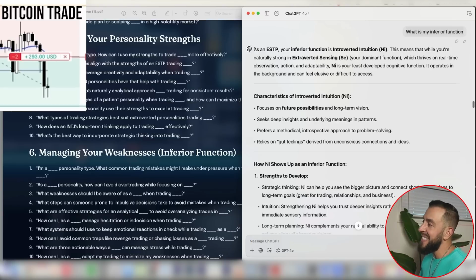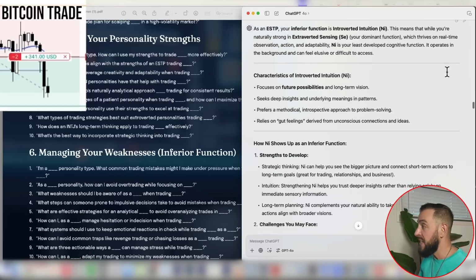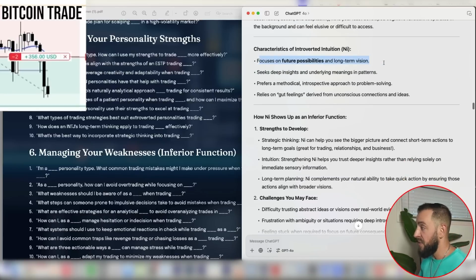It tells me that as an ESTP, your inferior function is introverted intuition. This means that while you're naturally strong at extroverted sensing, which thrives on real-time observation, action, and adaptability, we just said that, and Ni is your least developed cognitive function. It operates in the background and can feel elusive or difficult. Now, here are the things that are not my strengths. Focusing on future possibilities and long-term vision. Seeking deep insights and underlying meaning in patterns. Preferring a methodical, introspective approach to problem solving, relying on gut feelings.